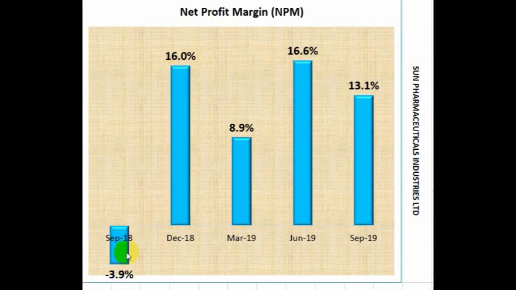In September 18, as we saw earlier, the company had made losses. That was a 3.9% loss on its total sales. This is still okay. Now in September 19, it has turned about 10% of NPM figure. Even in June and December 18, it had about 10% of NPM, which is a good value, except there was a dip in March 19 to 8.9%.